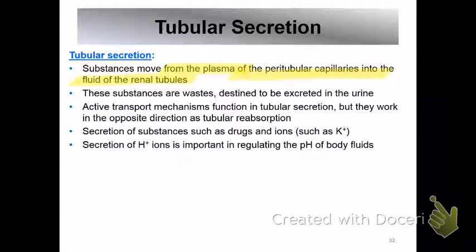Into the renal tubule. So it's going back. Anything that you reabsorb too much, this is just going to be a little bit of movement, just one or two. Okay, we do want to keep that. We want to go ahead and get rid of that. Substances are waste, distended, so getting ready to make it out and be urine.